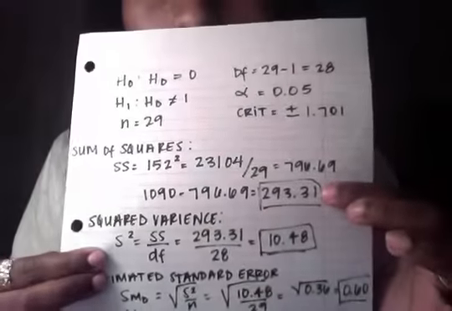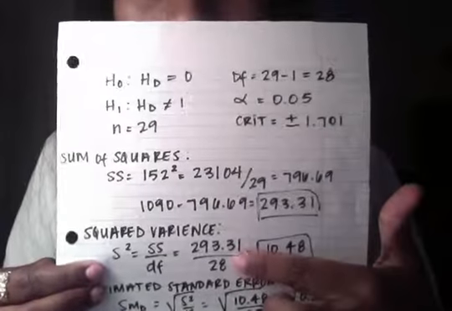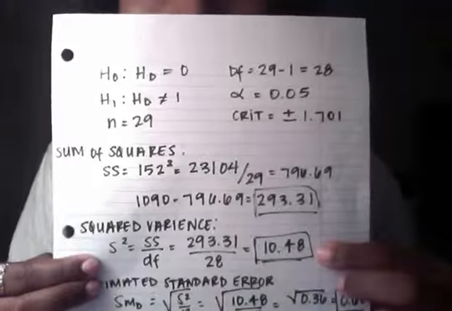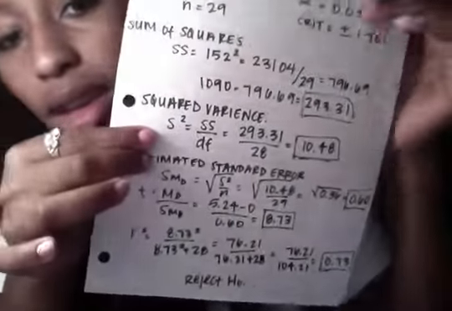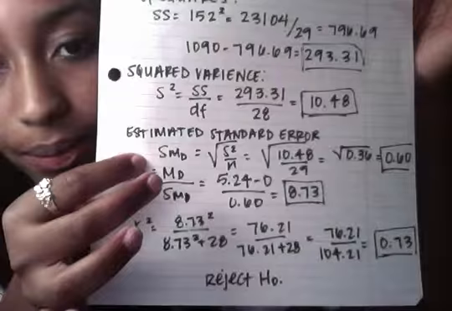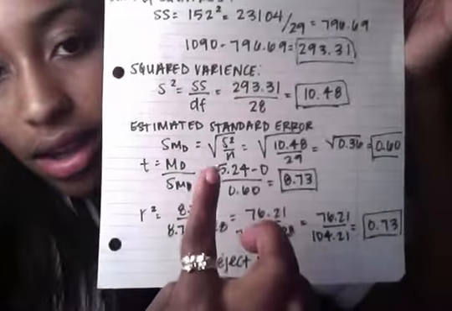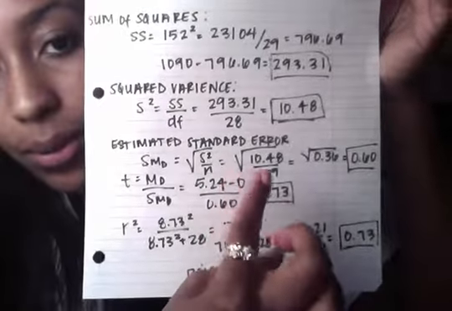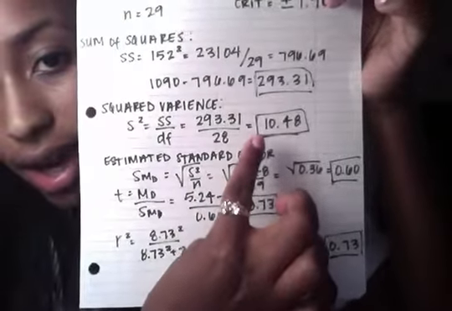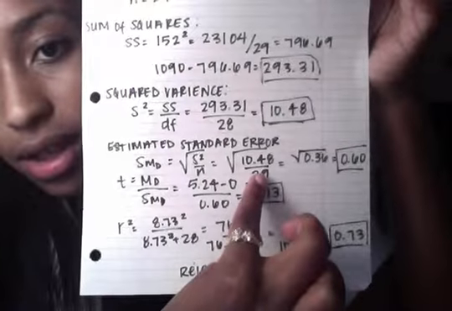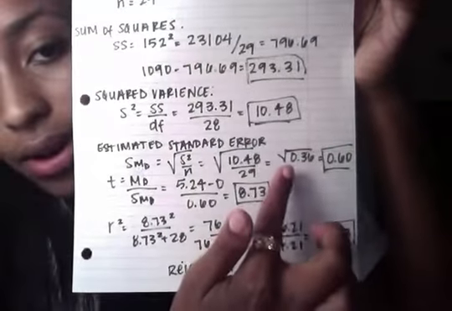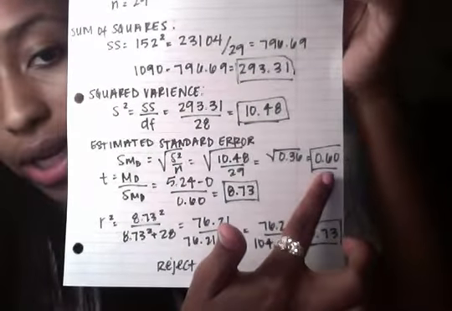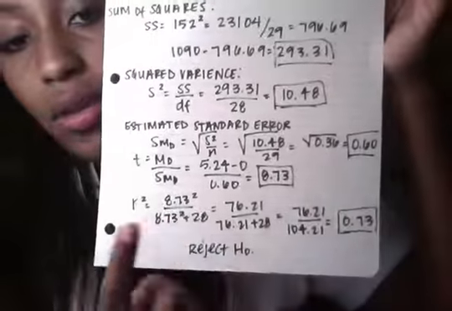And then we go and do the squared variance. So we'll take our answer from the sum of squares and divide it by the degrees of freedom, which is 28. We get 10.48. We go on to do the estimated standard error, which is the square root of s squared divided by n. So we get 10.48 that we got up here. We divide it by 29, which is the number of participants. We get the square root of 0.36, which gives us 0.60.